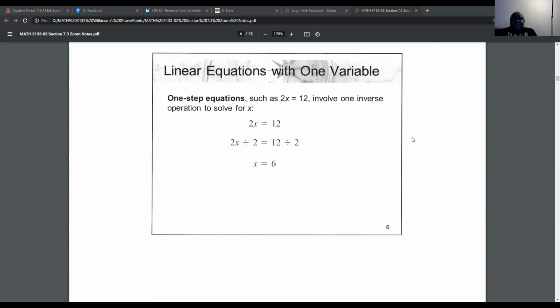Okay, like this one, 2x equals 12 is a one-step equation because all you have to do there is just one inverse operation. In this case, to solve for x, we're multiplying by 2, so the opposite would be to divide both sides of the equation by 2. And that would give you x is equal to 6.